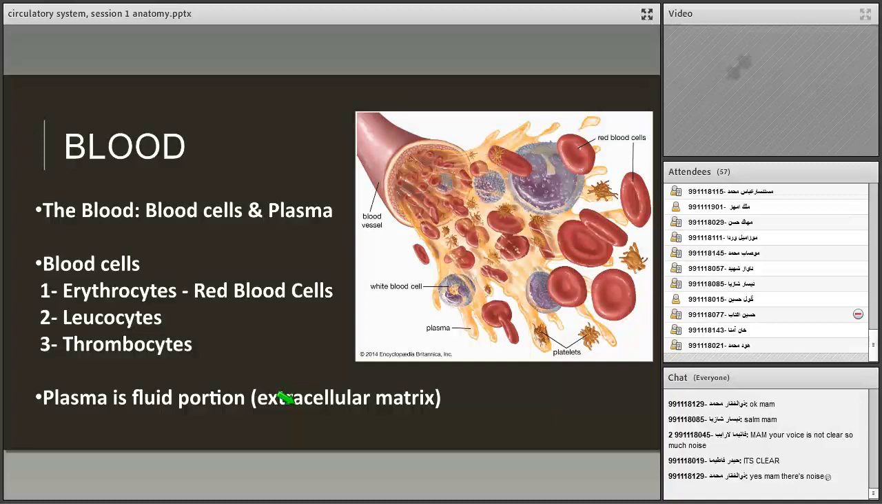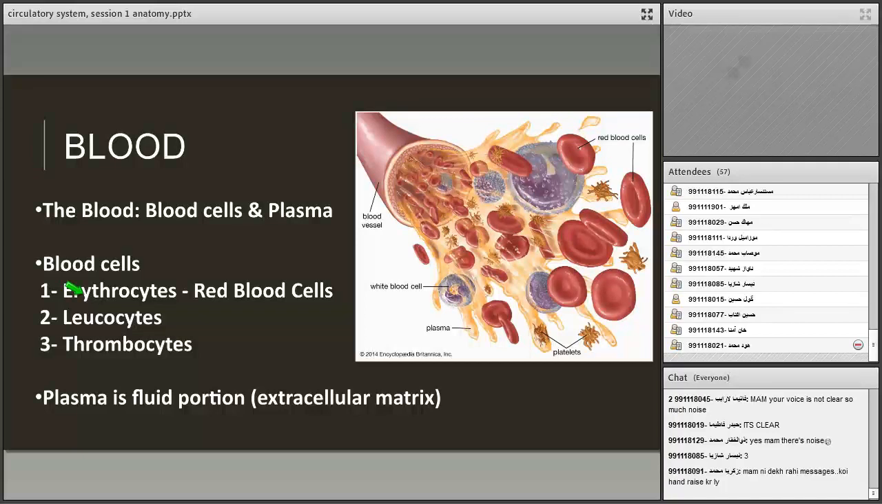Now, the question is, what are the cells in the blood? How many kinds of blood cells are present? Here we have three kinds of these cells. The first kind is the erythrocyte, or red blood cells.